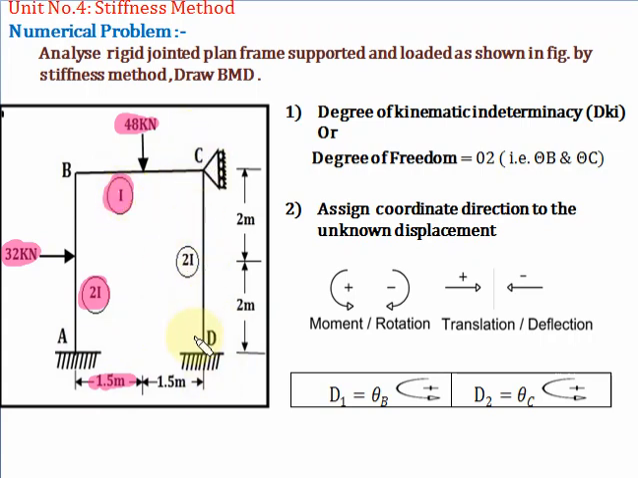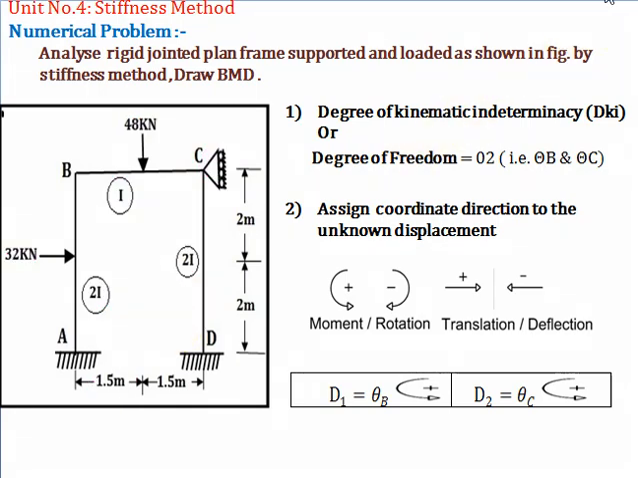Now the next member CD. The length of member is 4 meter. Moment of inertia is 2I. And in member CD there is no load acting. Now here, though the values of moment of inertia are different for different members, as there is a roller support at C, it will not allow sway. So this is the non-sway type of frame.